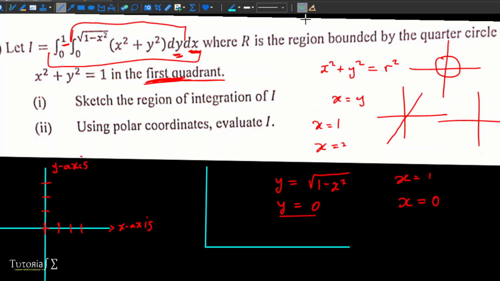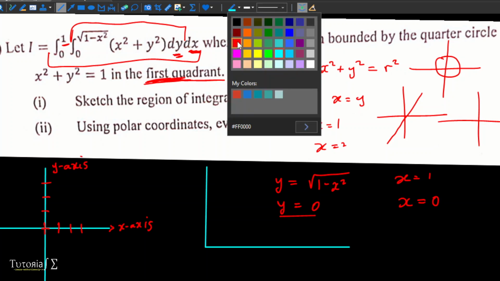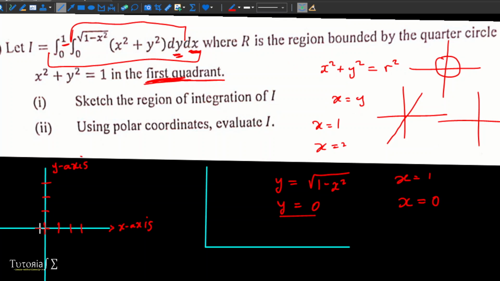Okay, let me use this. Okay, I'll use red. Y equals to 0 is here. So this is y equals to 0 because we are counting 0, 1, 2, 3.